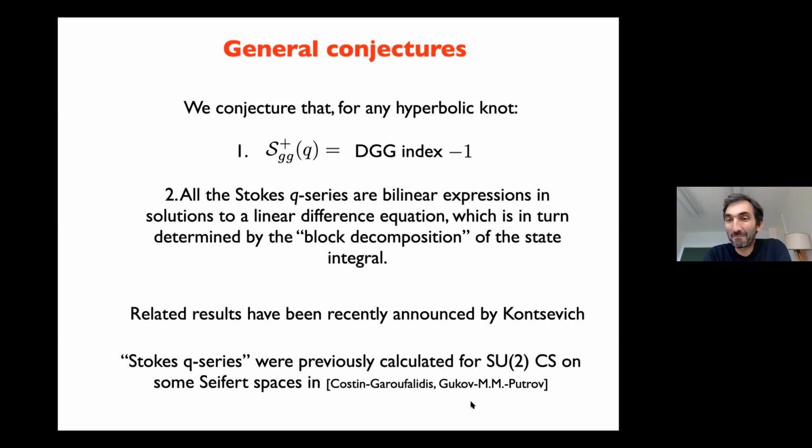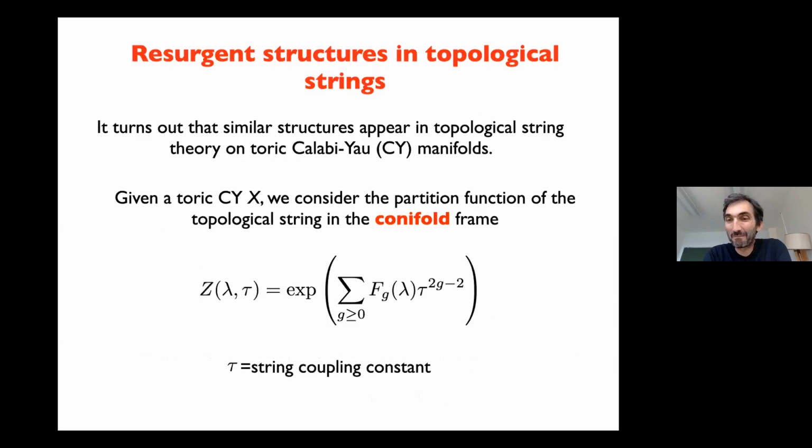So this is the picture that we find. These are the kind of general conjectures that we expect, but we have not really proved these conjectures. Okay, so maybe this is a good moment to ask questions before I mention the case of topological strings, which I will be shorter on. If there are any questions about the case of knots?